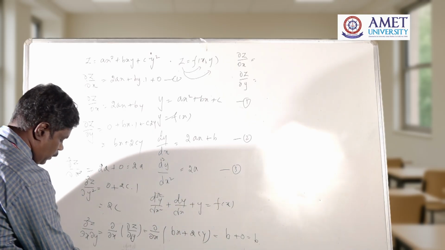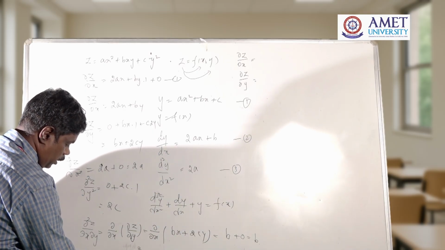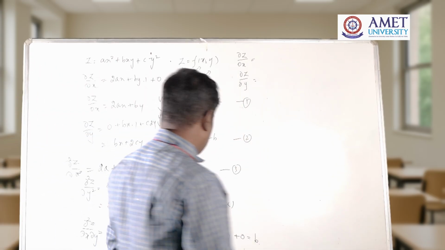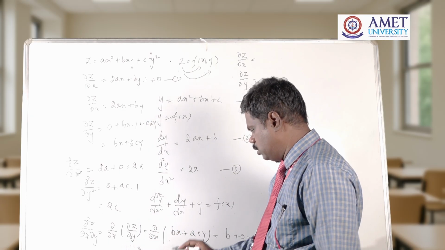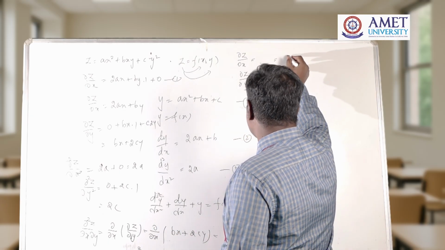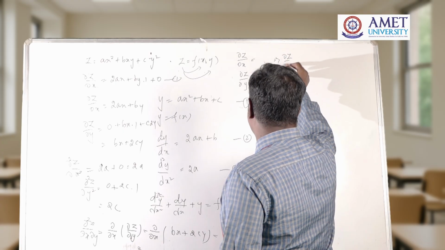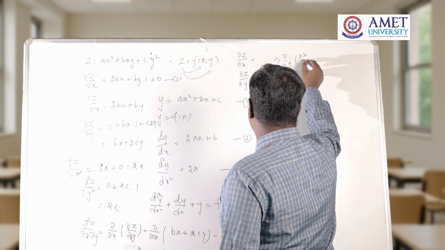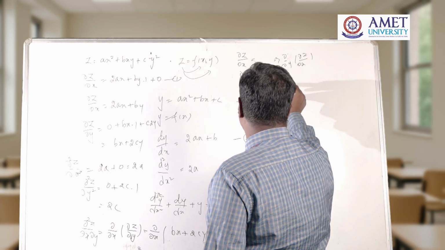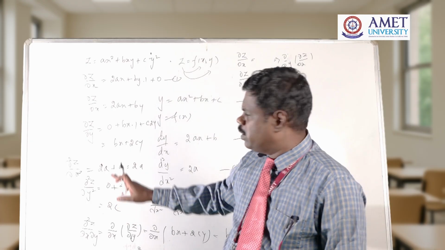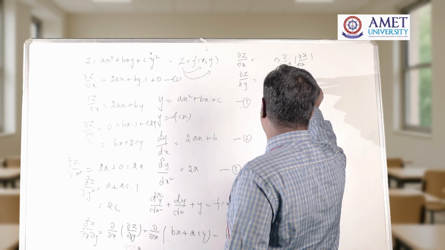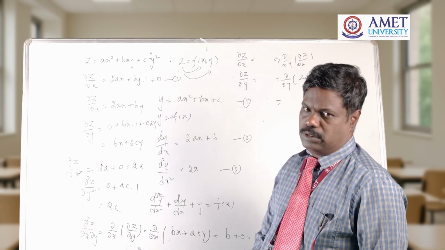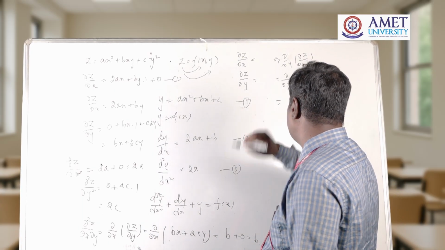Next, likewise, you can find ∂²z/∂y∂x also, so I will write it here. This implies ∂/∂y of ∂z/∂x, which is equal to ∂/∂y of what is ∂z/∂x? ∂z/∂x is equal to 2ax plus by. So with respect to y, only b.